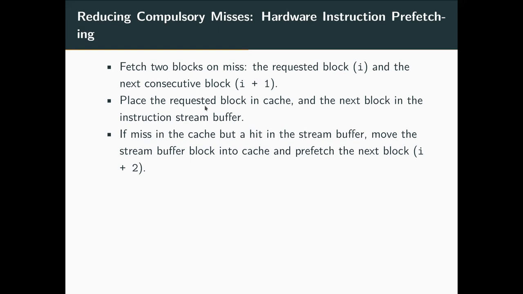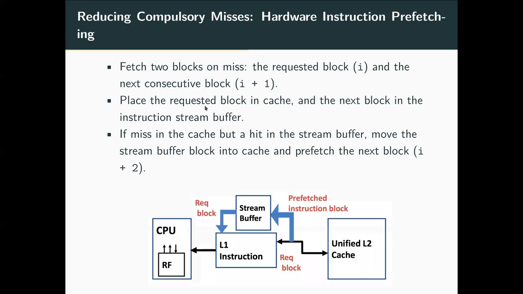So the next thing is hardware instruction prefetch. This is where we prefetch instructions rather than data. So when we miss on an instruction load, we'll load in the requested block I and also the next consecutive block I plus one. This is just trying to take advantage of the fact that instructions are generally executed fairly sequentially. So we put the requested block I into our L1 instruction cache. And then we're going to put the next one into a buffer, we'll call it the instruction stream buffer.